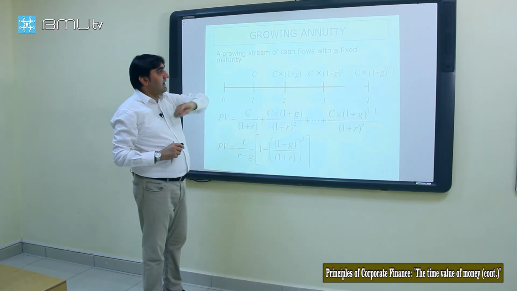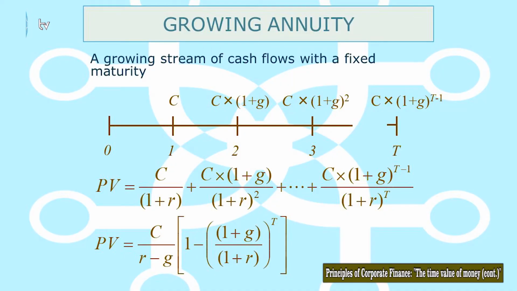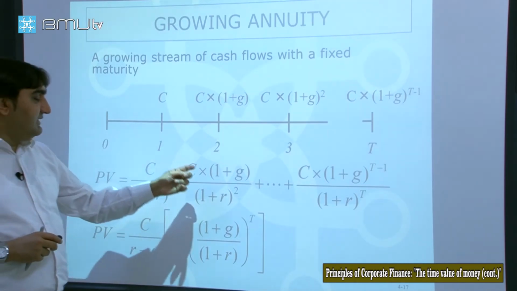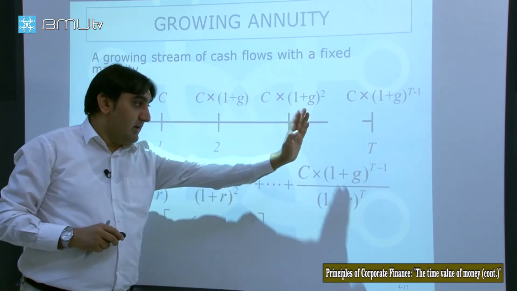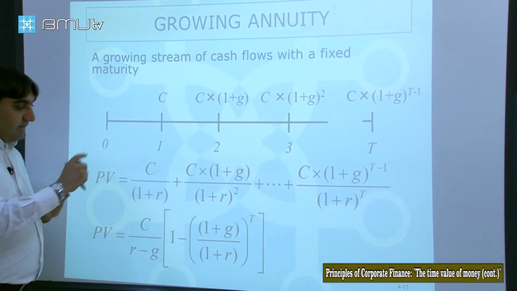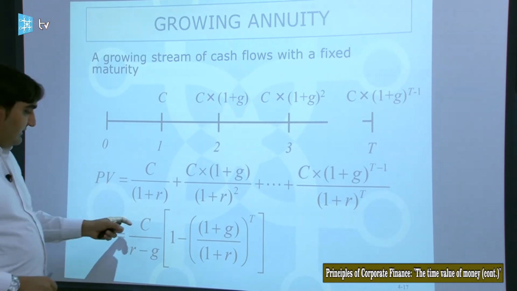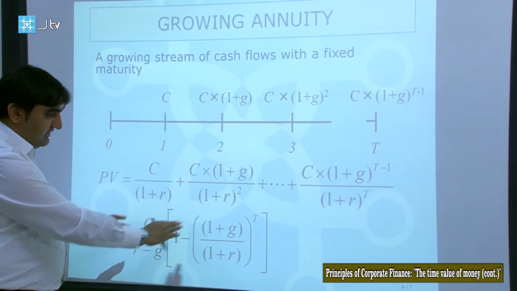There is also a growing stream of cash flows with a fixed maturity. These cash flows, annuities, may grow from year to year. For example, in year 1 it's this amount, and for coming years it may grow at rate G. Again, the principle is the same. All we do is find the present value of these cash flows: C divided by 1 plus rate, C times 1 plus G divided by 1 plus rate squared, and so on. If we rearrange this, applying some mathematics, we get C divided by R minus G, and get this formula.